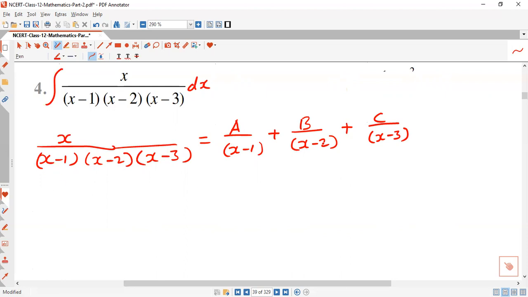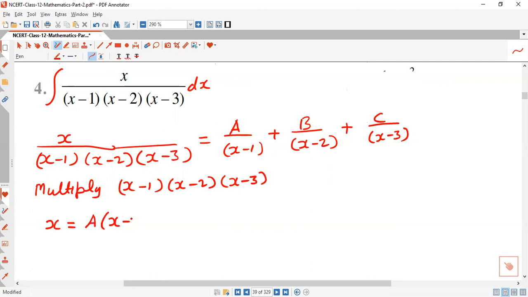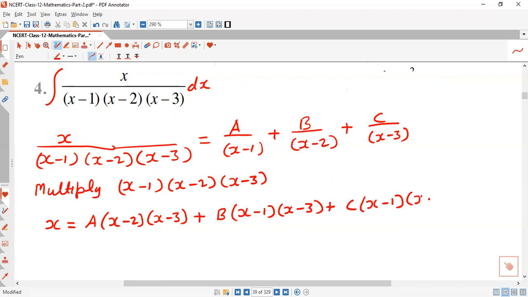So let's multiply the whole equation by x minus 1, x minus 2, x minus 3. We have to find out the coefficients a, b, c. So what are we getting? x equal to a times x minus 2, x minus 3 plus b times x minus 1, x minus 3 plus c times x minus 1, x minus 2.